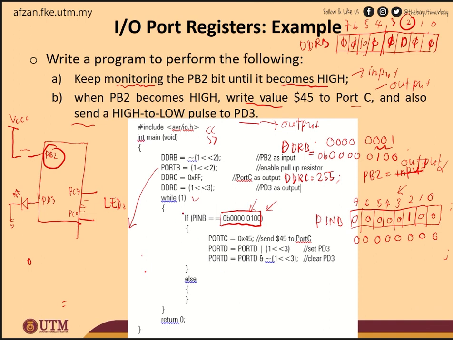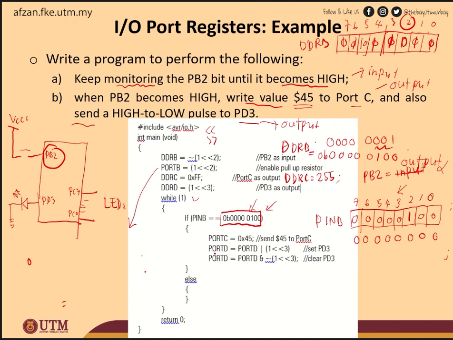So this is how we do the if else, we need to make sure that the condition is true or not. If PINB equals this value here, what happens is PORTC equals 45. You send 45 to your port C, and then send a high to low pulse to your PD3. You can use PORTD equals PORTD OR with 1 shifted to the left by 3, and then the next sequence is PORTD equals PORTD AND with tilde of 1 shifted to the left by 3.